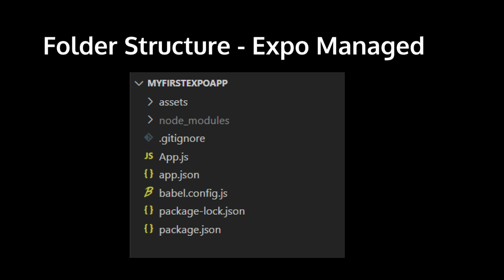Congratulations! You have successfully learned about the file structure of an Expo Managed React Native project. Understanding the organization and purpose of each file is crucial for effectively developing your mobile app. In this video, we explored the Assets folder, which allows you to organize images, videos, and fonts for your app. We also discussed the Node_modules folder, which contains all the packages and dependencies necessary for your project. We touched on the important files like .gitignore, app.js, app.json, babel.config.json, package-lock.json, and package.json. Each of these files plays a specific role in configuring and running your Expo Managed React Native app.